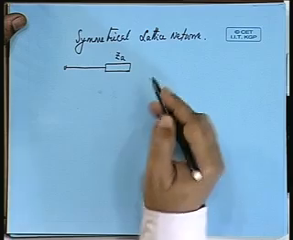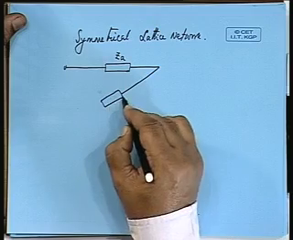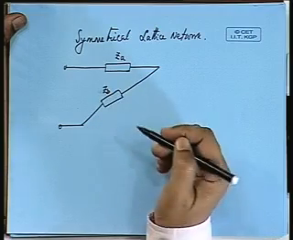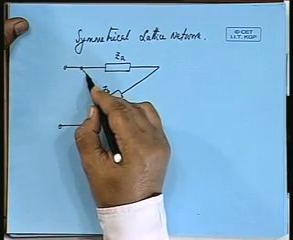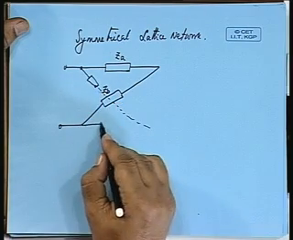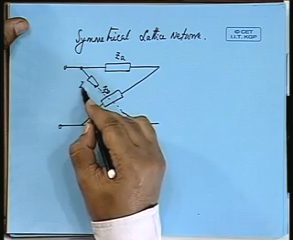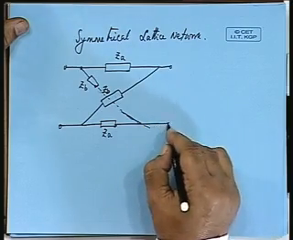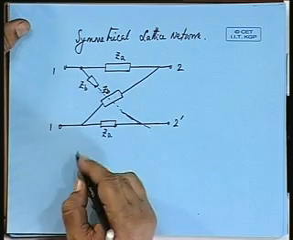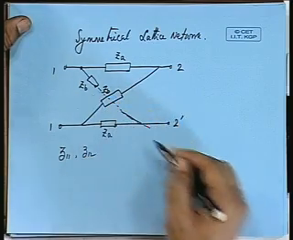in this form. ZA is an impedance, ZB is this impedance, and similarly you have ZA here and ZB here. Now, what will be Z11 and Z12 in terms of ZA and ZB?